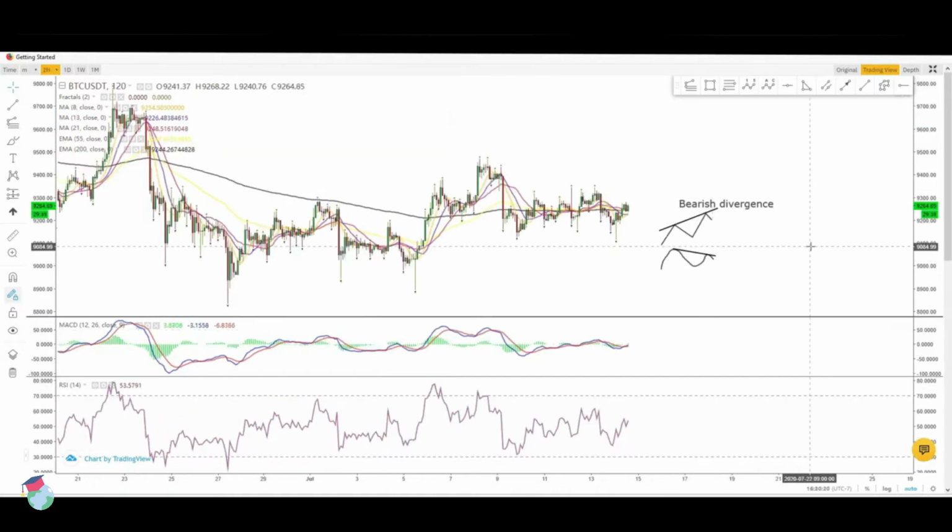Okay, now we're going to go over bearish divergence. So when we're looking at bearish divergences, if it's just regular bearish divergence like I've got here or hidden bearish divergence, we're going to be looking at the highs.